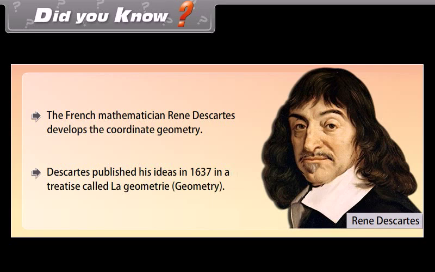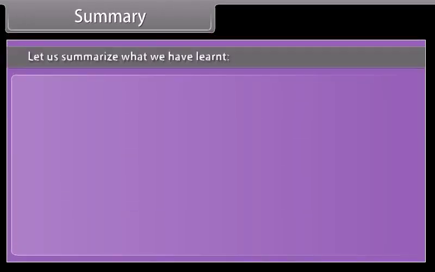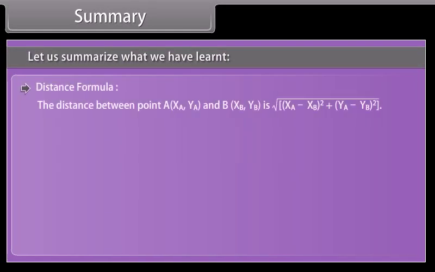Summary. Let us summarize what we have learned. Distance formula: the distance between points A (XA, YA) and B (XB, YB) is under root of (XA minus XB) whole square plus (YA minus YB) whole square.